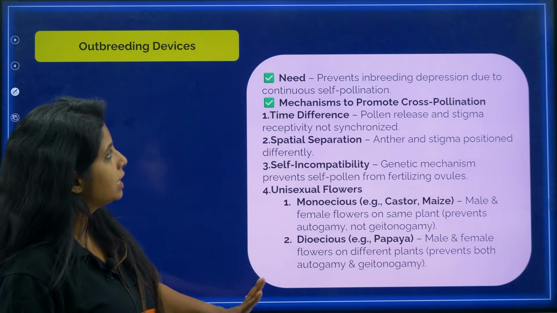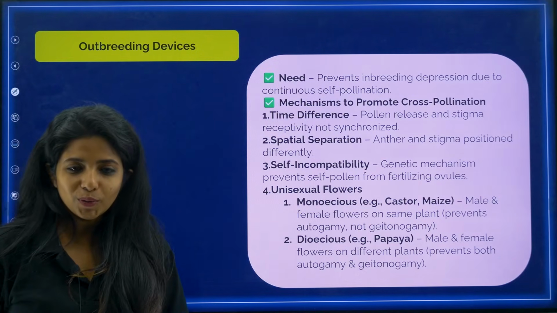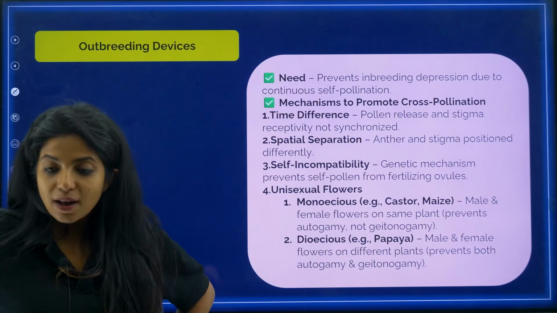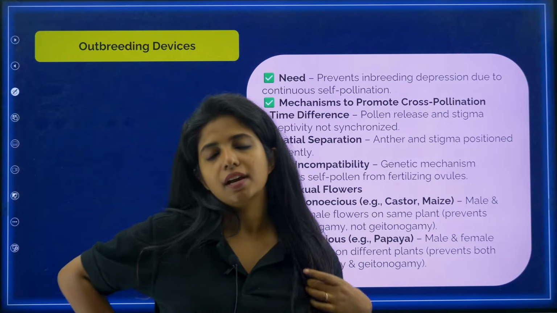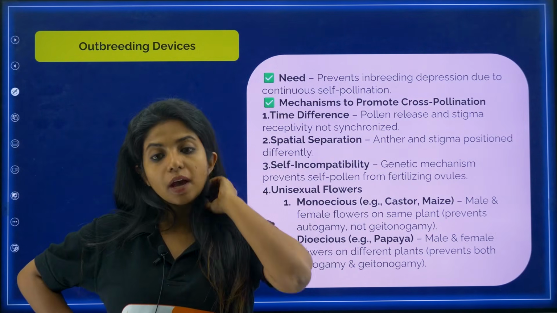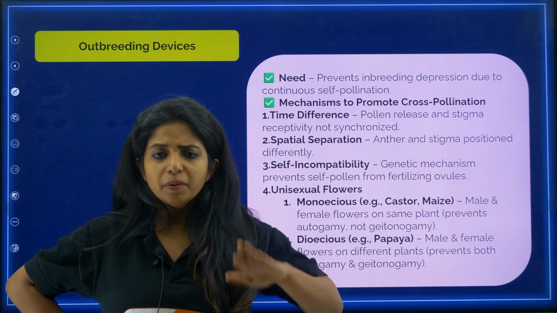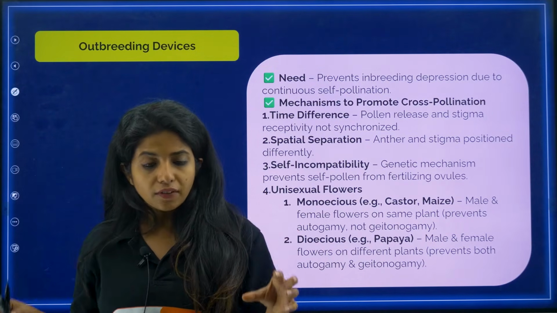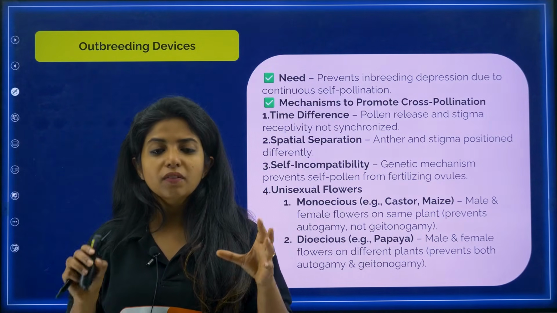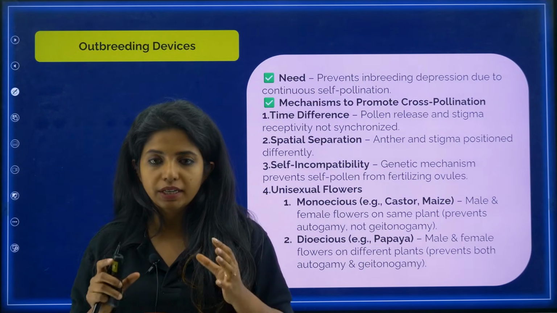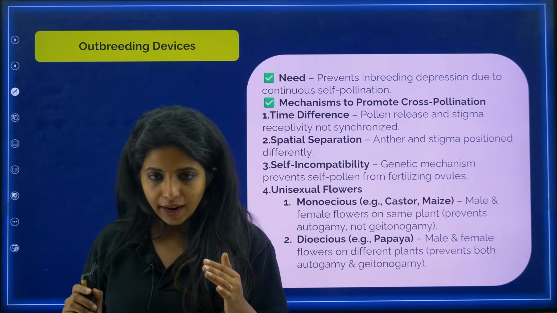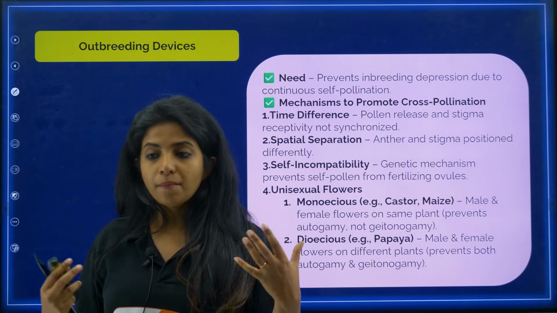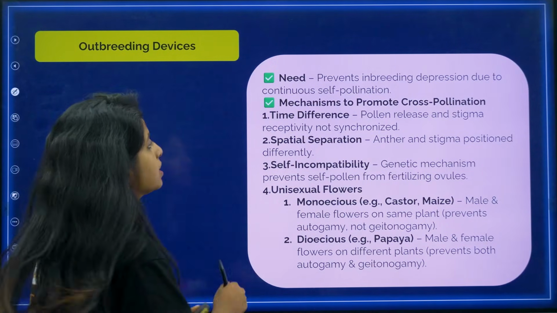Okay, cool. Done. My energy is going low. Now, we have certain outbreeding devices. What do you mean by outbreeding devices, my dear children? You saw that in autogamy there is always self-pollination happening. But what is the problem with this? Whenever self-pollination happens for a longer time, there will be inbreeding depression, my dear children, because of continuous self-pollination. To prevent that, the plant itself has come up with certain techniques, such as the time difference.